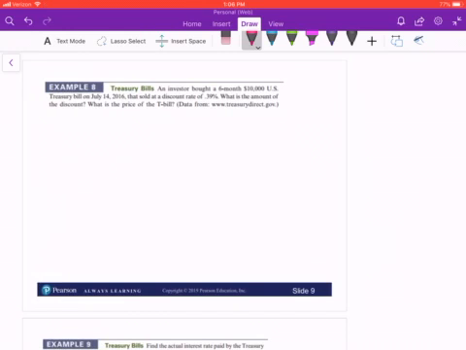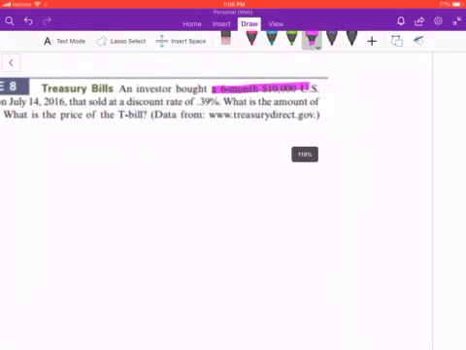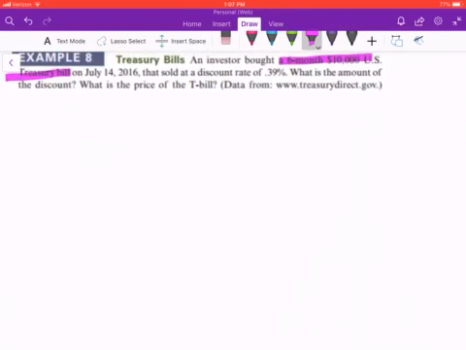And here we have an investor who bought a 6-month $10,000 U.S. Treasury bill. These are also known as T-bills. And this type of loan does have a discount rate, and that discount rate is here. So what is the amount of the discount? What is the price of the T-bill? T-bill is the same name for the Treasury bill.